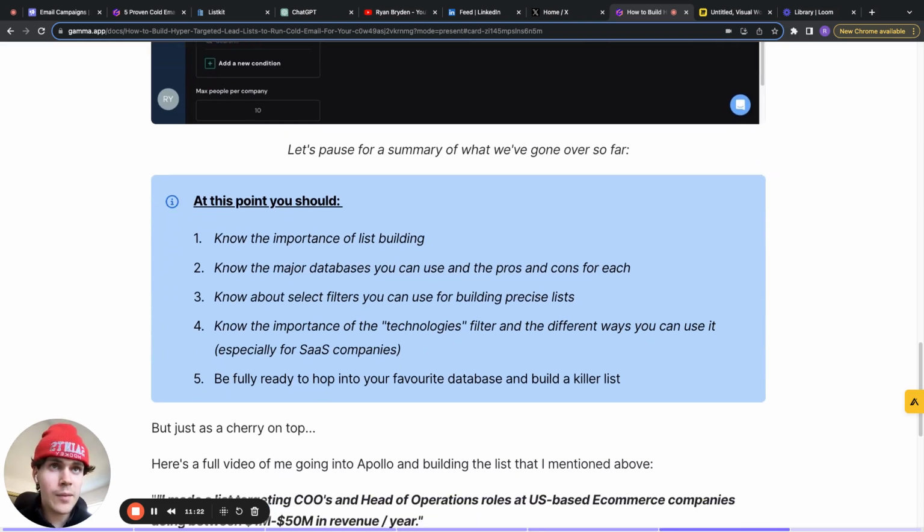So I know this has kind of been a lot. At this point, you should know the importance of list building, particularly in SaaS. Know the major databases that you can use and the pros and cons for each. Know about select filters that you can use for building precise lists. Know the importance of the technologies filter and the different ways that you can use it, especially for SaaS, and be fully ready to hop into your favorite database and build a killer list.